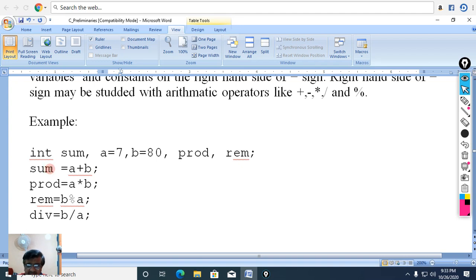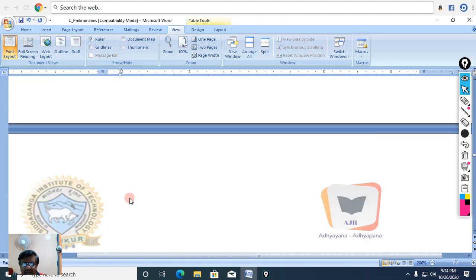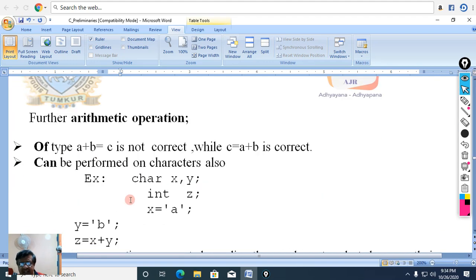Typically speaking, product equal to A star B, remainder equal to B percentage A. These are all the arithmetic operators that are being used. We will deal at length with these operators, operands, and arithmetic expressions in our further discussions. This particular session is intended to introduce C, the vividness of C, some of the intricacies of C, some of the pure fundamentals of C. Therefore, this tutorial is named C Preliminaries.